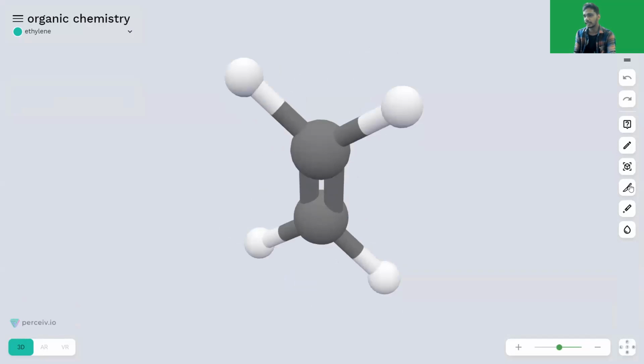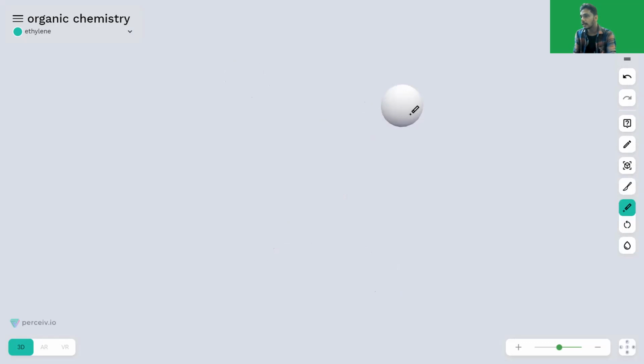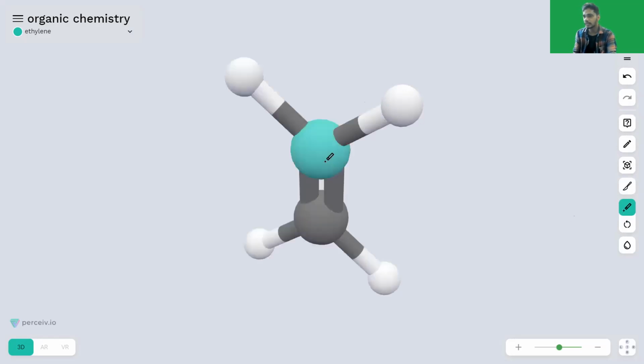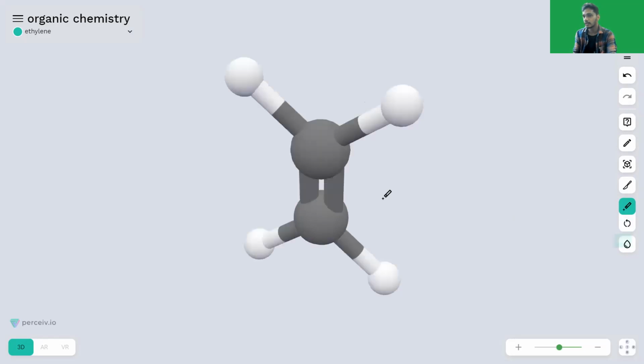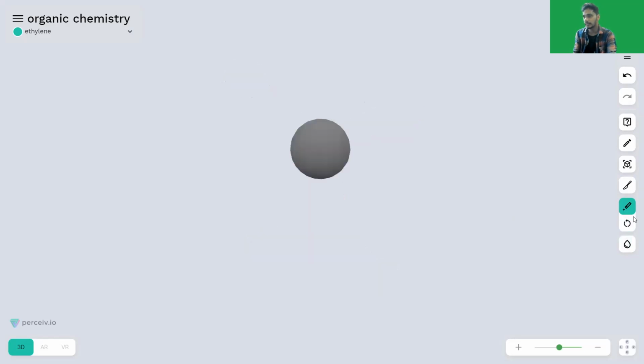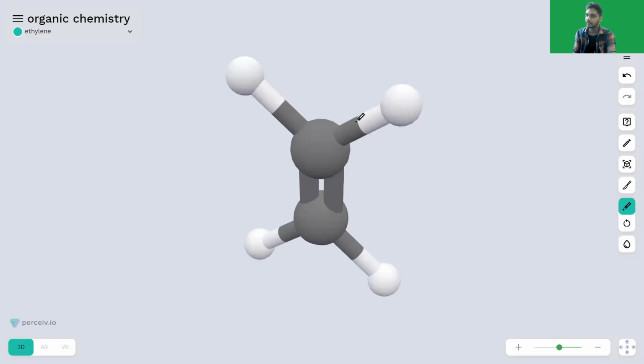So let's slice it. This is a hydrogen, this is a hydrogen. This is one carbon atom, and this is the second carbon atom. This bond is with the hydrogen, this bond with the hydrogen, this bond with the hydrogen, and these two bonds are with what? The carbon-carbon double bond. So we have to study this structure.